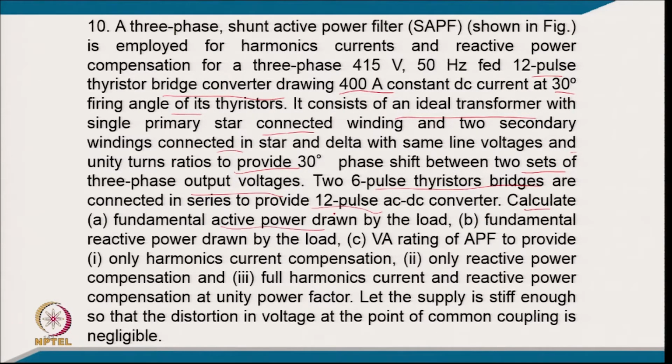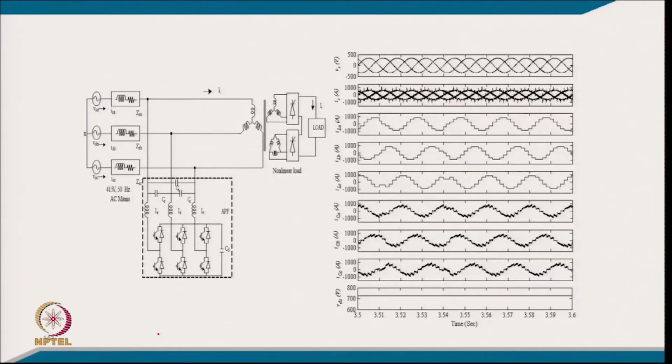Calculate the fundamental active power drawn by the load, the fundamental reactive power drawn by the load, and the VA rating of the active power filter to provide only harmonic current compensation, only reactive power compensation, and full harmonic current and reactive power compensation at unity power factor. Let the supply be stiff enough so that the distortion in voltage at the point of common coupling is negligible. So, this is the typical circuit.